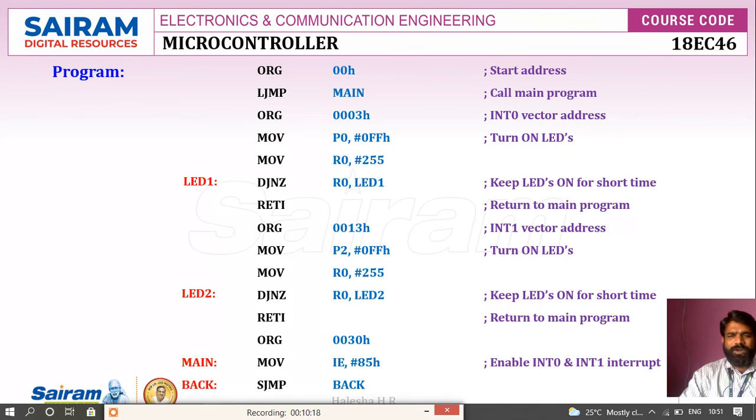That means in this program we enable external hardware interrupt 0 and external hardware interrupt 1 to detect whether the switches are pressed or not. If switch 1 is pressed, we make all the LEDs which are connected to port 0 on. If switch 2 is pressed, we make all the LEDs which are connected to port 2 on. We are not monitoring using software instructions. Clear now? So this is how to program the external interrupt.